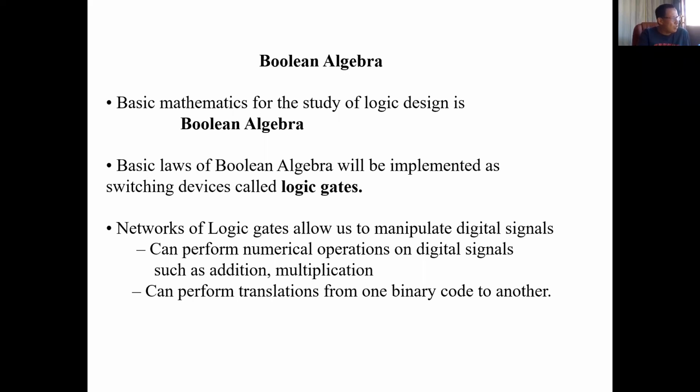Now, when you have a network or a connection of circuit of logic gates, you can use them to manipulate signals. Like you can perform numerical operations such as addition and multiplication. Do you follow? It's not just simple algebra. We use this to build circuits that can perform other functions, like translations from one binary code to another. This can also be done by Boolean algebra. So it's not just x plus y here, or looking for the value of x and the value of y. We are going to use this to build computer circuits.